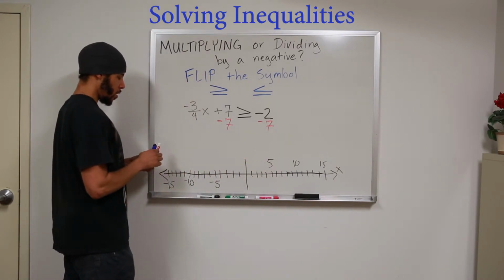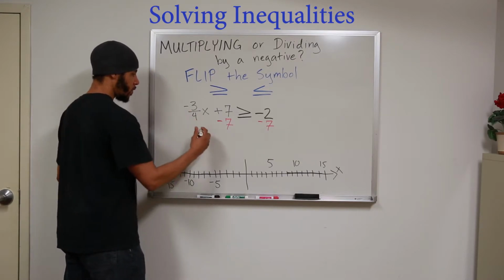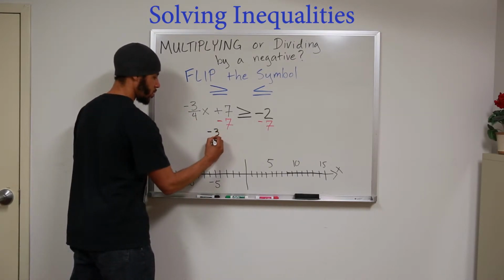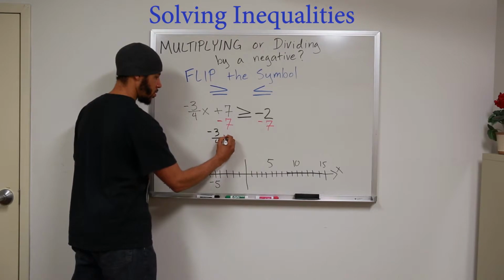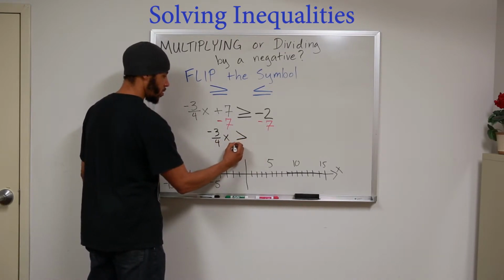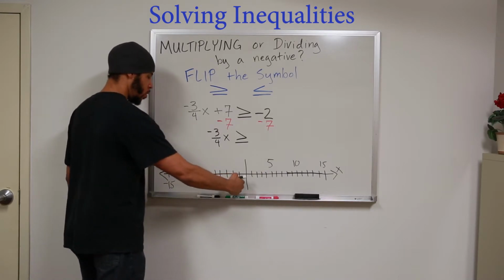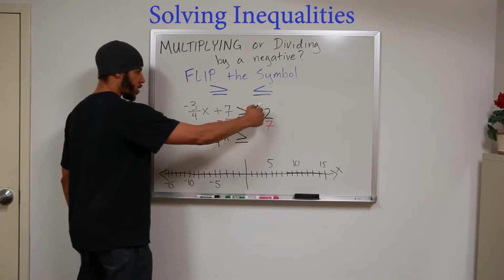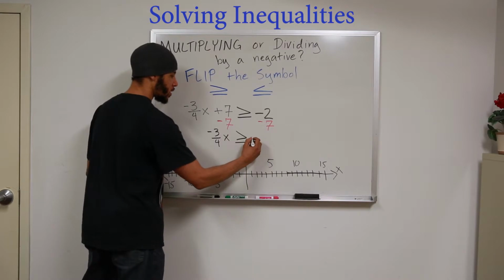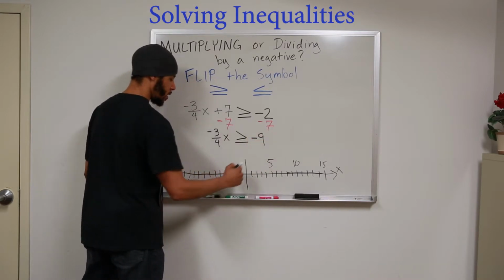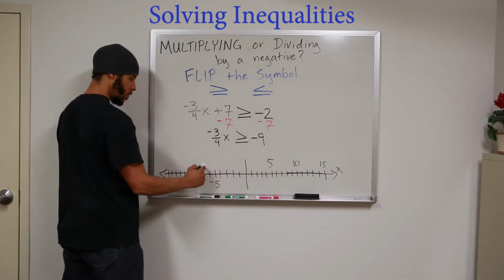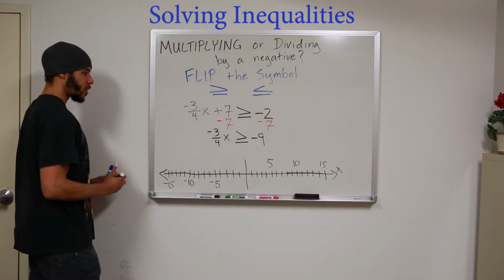So we now have negative 3/4 x is greater than or equal to negative 2 minus 7. Negative 2 minus 7. We add our negatives together here. That gives us a negative 9. Negative 2, 1, 2, 3, 4, 5, 6, 7. You can see how that's negative 9 right there.